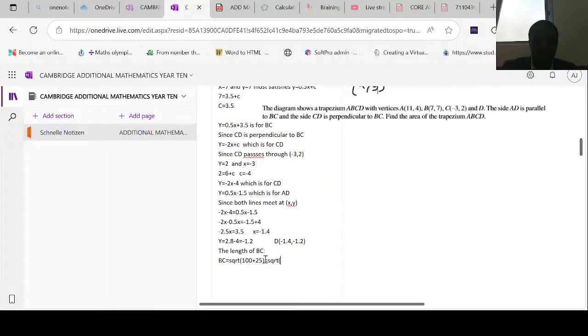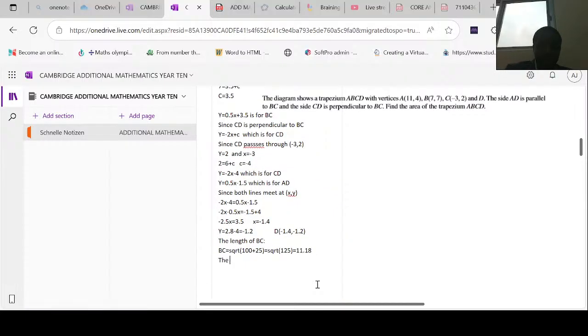Use your calculator, please. Square root of 125, what do you have? That's the length of this. 11.18. So two decimal places will be 11.18, right? Okay, good. So we've gotten that.